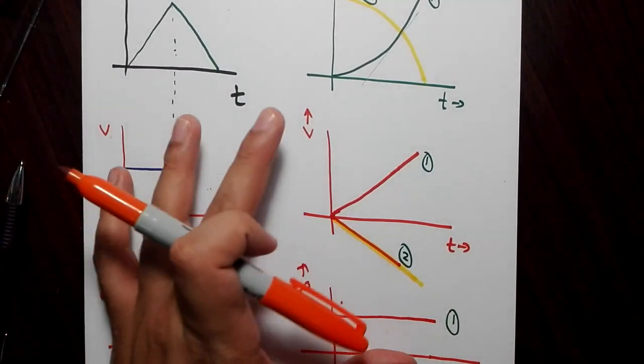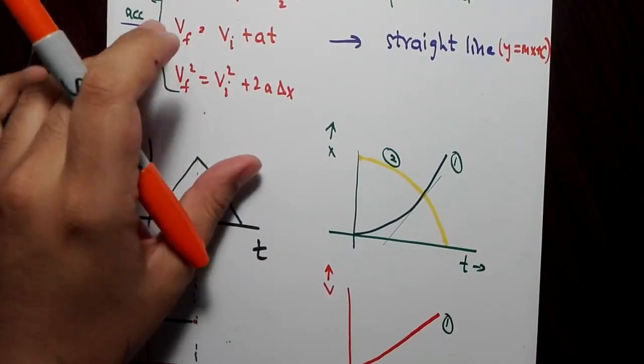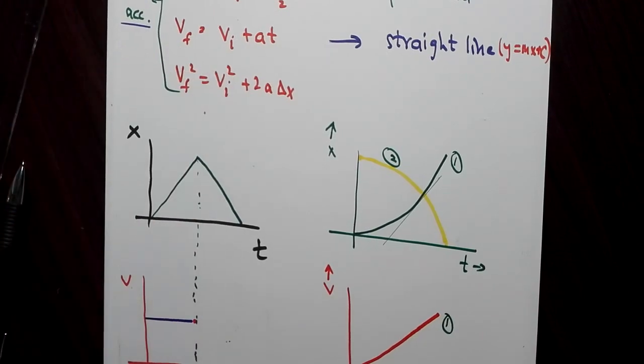So I think this is it for the position versus time graph, a first introduction to position versus time graph. There's of course more to it. If you have any questions, post them in the comments. We'll discuss these concepts more in later videos, but that's it for now.